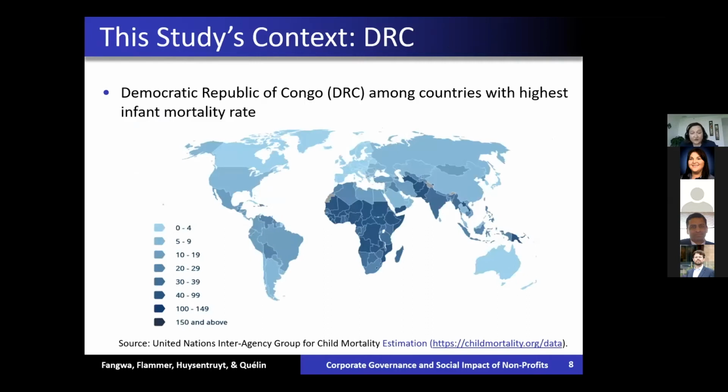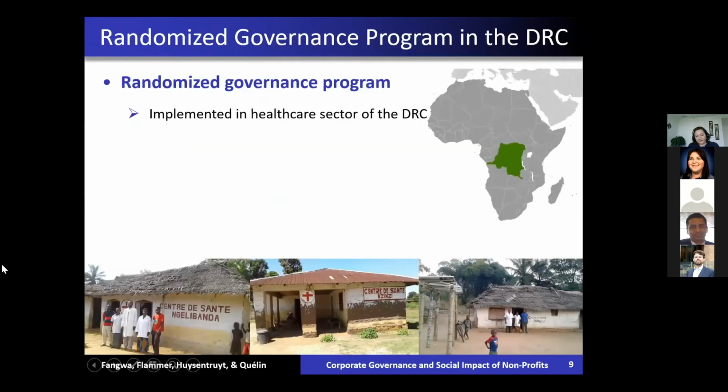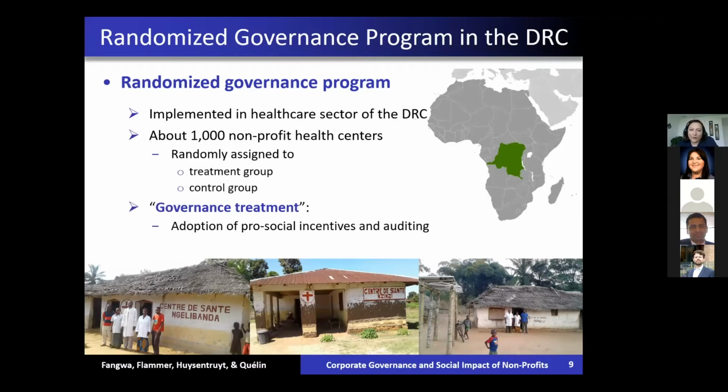Now, in this study, we focus on one specific country in sub-Saharan Africa, and this is the Democratic Republic of Congo, which is, sadly speaking, among the countries with the highest infant mortality rate. So you can see it here in dark blue. And we examine the effectiveness of the governance program in the context of a randomized governance program that was implemented in the healthcare sector of the DRC. About 1,000 nonprofit health centers took part in this program, and they were randomly assigned into treatment and control group. Only the treatment group received the so-called governance treatment, which consists of pro-social incentives and auditing. And in a short little while, I'm going to describe a little more in detail what these pro-social incentives and auditing entail, but for now, just consider them as governance mechanisms.